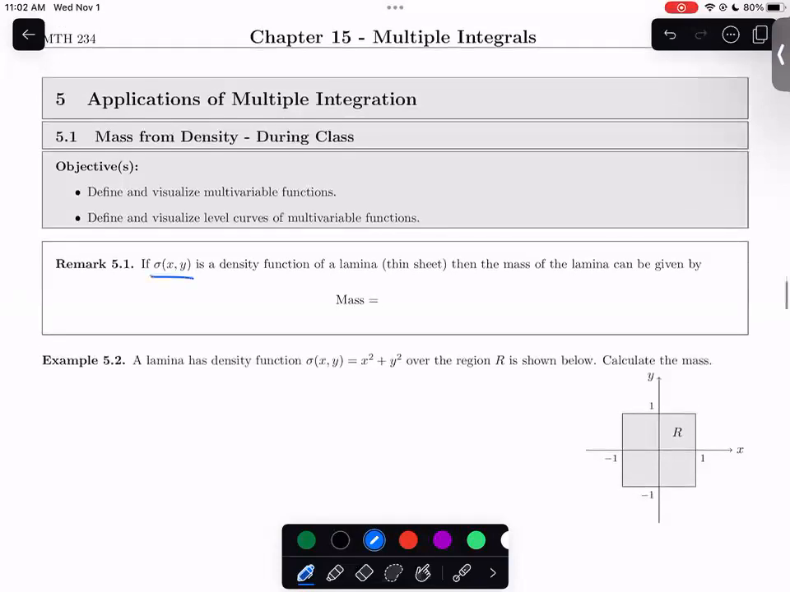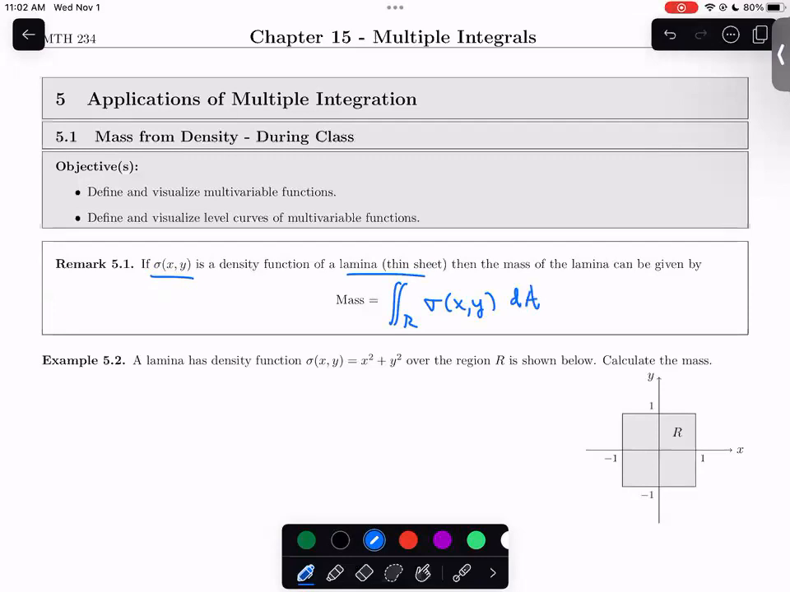So if we have some density function, which is going to be given by sigma that relies on x's and y's, and this is of a thin sheet of something or other. So lamina, the same root word as laminate. So laminate flooring and stuff like that. So, okay, thin sheet. The mass of the lamina can be given then by the double integral over our region of the density dA.